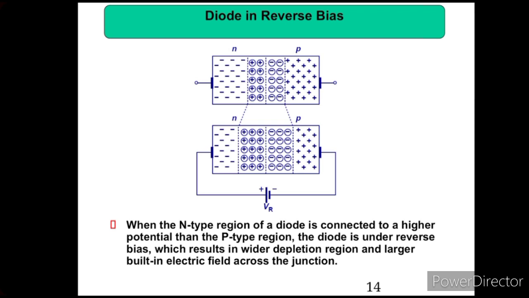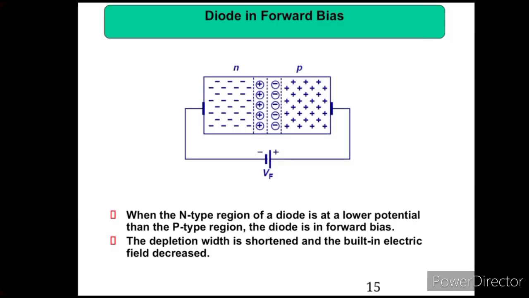At that time, free holes are injected at the p side and free electrons are injected at the n side. The free valence electrons and holes change into ions because the size of the depletion region increases. At that time, no current can flow through the diode. That condition is known as the reverse bias condition of the diode.